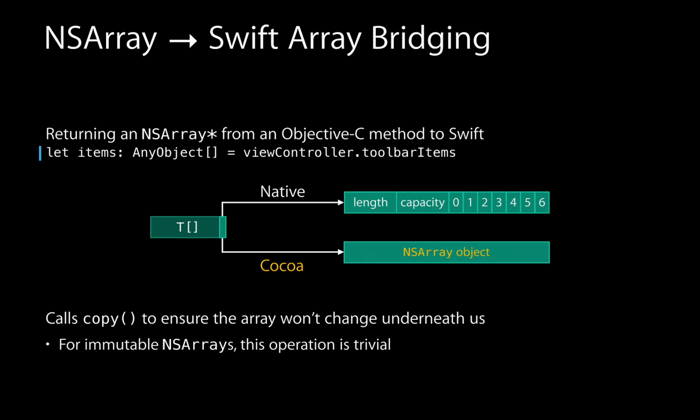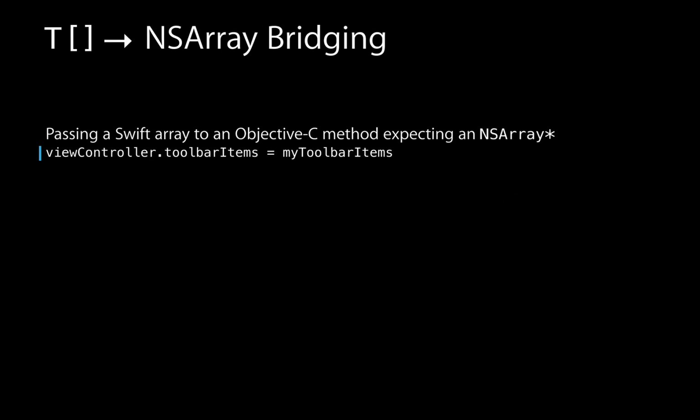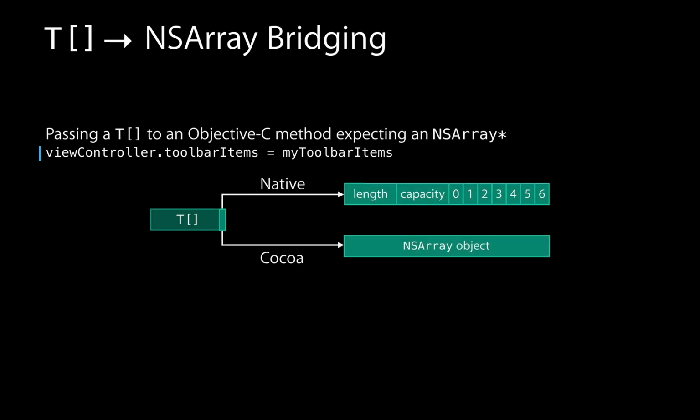Let's talk about the other direction, going from a Swift array to an NSArray. So this would happen when we take, say, our toolbar items. It's a Swift array. And we call the Objective-C setter, which expects an NSArray. Well, now we have an interesting question, because there's two possible representations here. There's the really easy answer. It's already in the Cocoa representation, and we can just hand off the NSArray. No work at all. But the native one, that's a different question entirely.